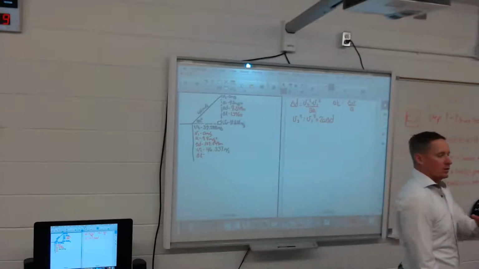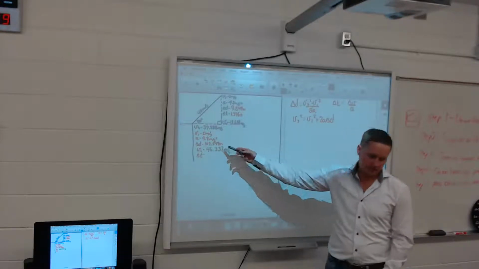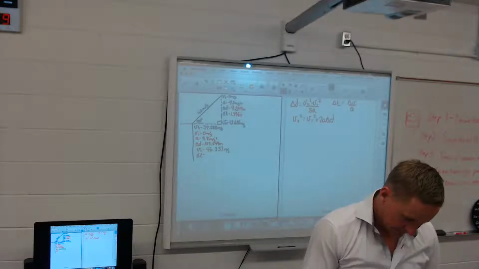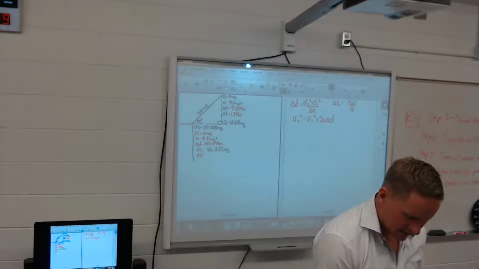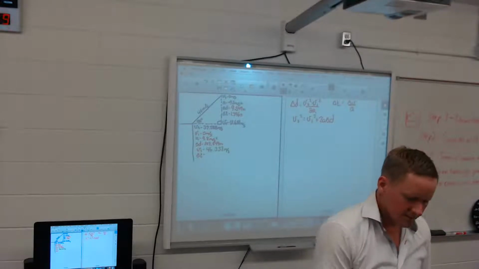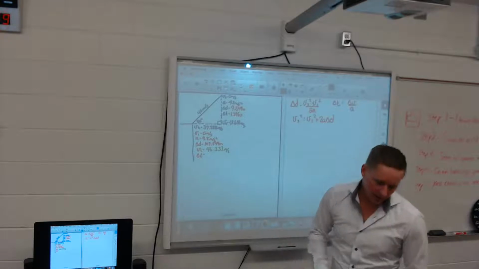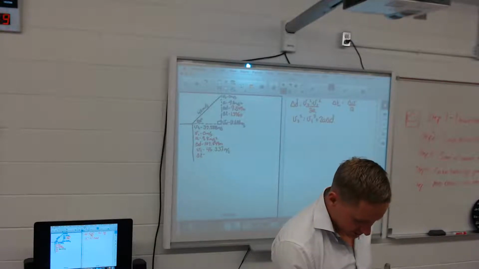So I'll get to that in a second here, but this is what we ended up with by calculating the V2 when it hits the ground. Did I need to know that? I don't know. Yeah, I did, because that would be the C part. So this is the C part.